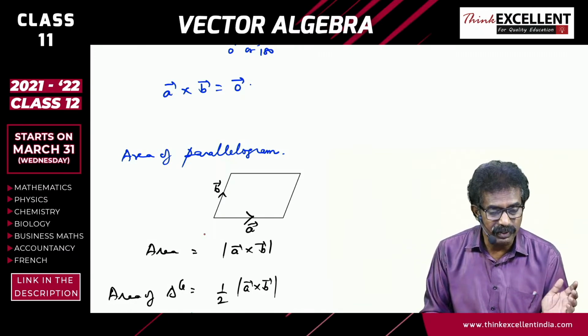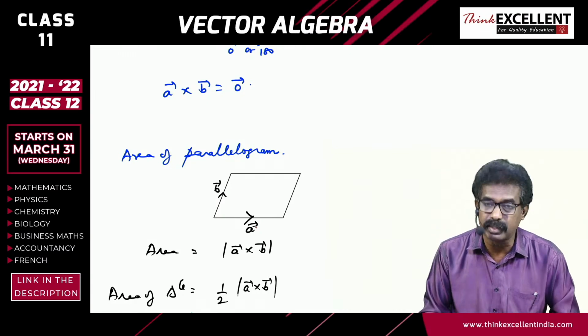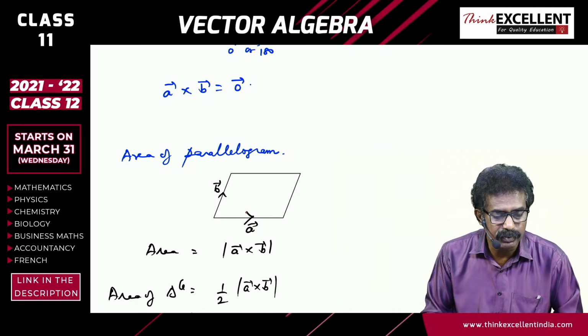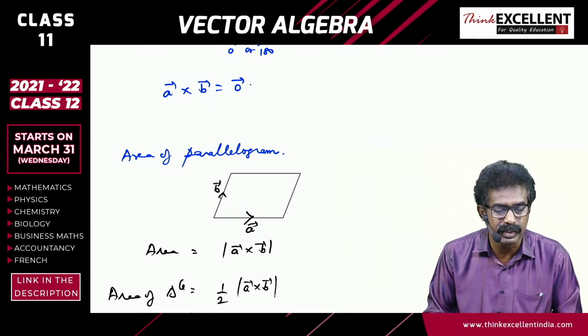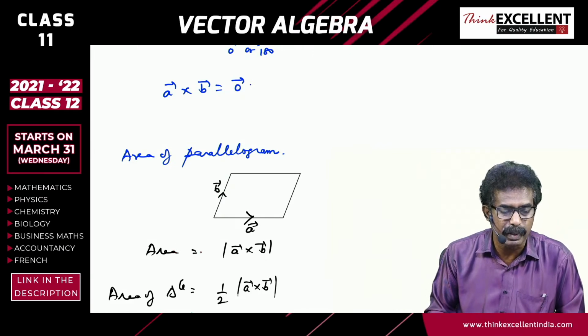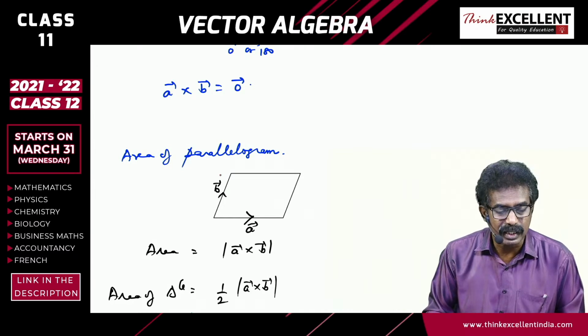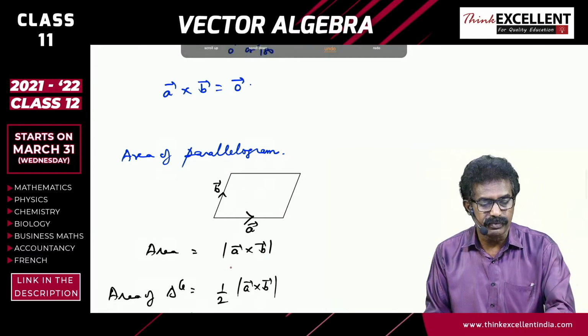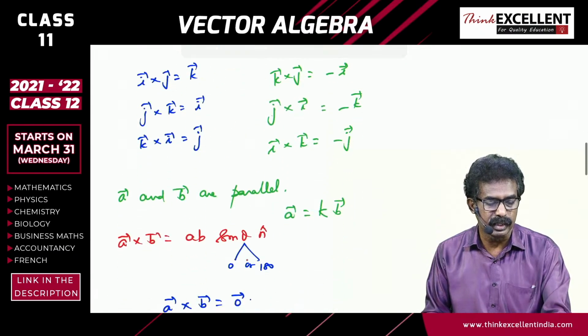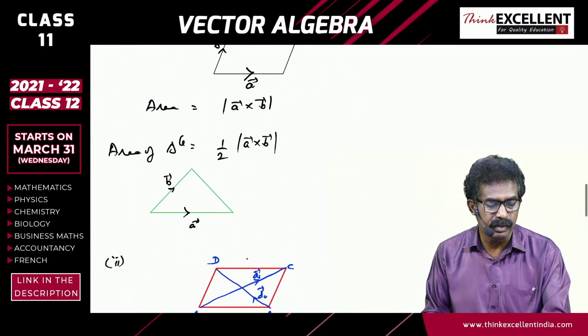There are three different formulas, depending on what they give. One, if they give the adjacent sides, A vector and B vector as adjacent sides, then the area of the parallelogram is modulus A cross B. The area of a triangle is half of that, right? So half into modulus A cross B. That is for the area of a parallelogram and the area of a triangle.